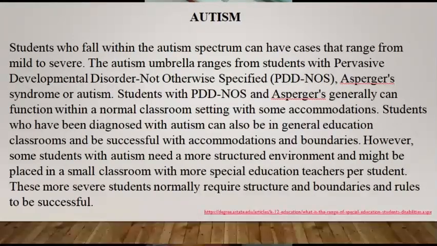Students who have been diagnosed with autism can also be in a general education classroom and be successful with accommodation and boundaries. However, some students with autism need a more structured environment and might be placed in a small classroom with more special education teachers per student. These more severe students normally require structure, boundaries, and rules to be successful.